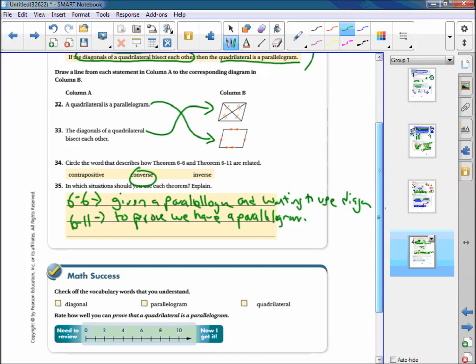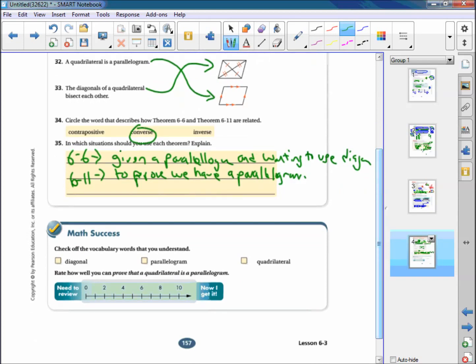That says, hey, those diagonals bisect each other. Boom, you have a parallelogram. 6-6 is to say, well, I've got a parallelogram already, and I want to use the fact that the diagonals bisect each other. So then I can use that as facts, okay? Just like I can use that the opposite angles are congruent, or that the consecutive angles are supplementary, or that the opposite sides are congruent, okay?